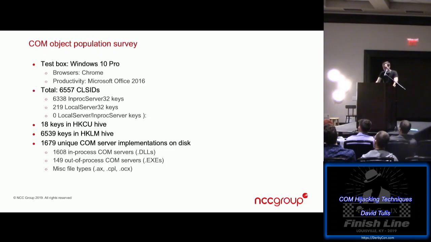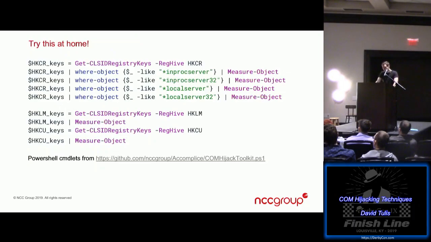So let's do a survey of what COM objects are registered on a system. My test box for all of this was just a Windows 10 Pro box. I installed Chrome, I installed Office 2016. I wanted this test box to resemble systems that are often seen in enterprise environments. As seen in these statistics, the majority of COM servers are in-process servers, and the majority of COM objects are registered system-wide. And you can try this at home if you want.